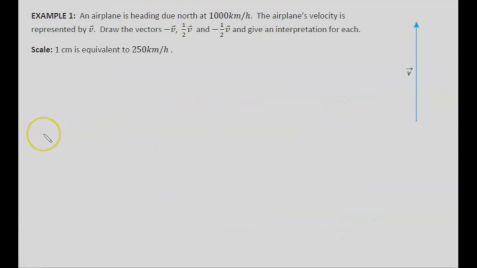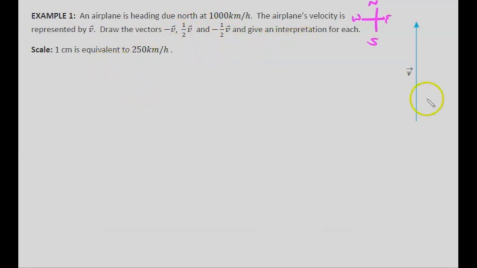Example 1, an airplane is heading due north at 1,000 kilometers per hour. The airplane's velocity is represented by vector v. So this is our vector here. Remember, never eat shredded wheat. There's our compass. What we're going to do is draw vectors negative v, 1/2 v, and negative 1/2 v, and then give an interpretation for the data.